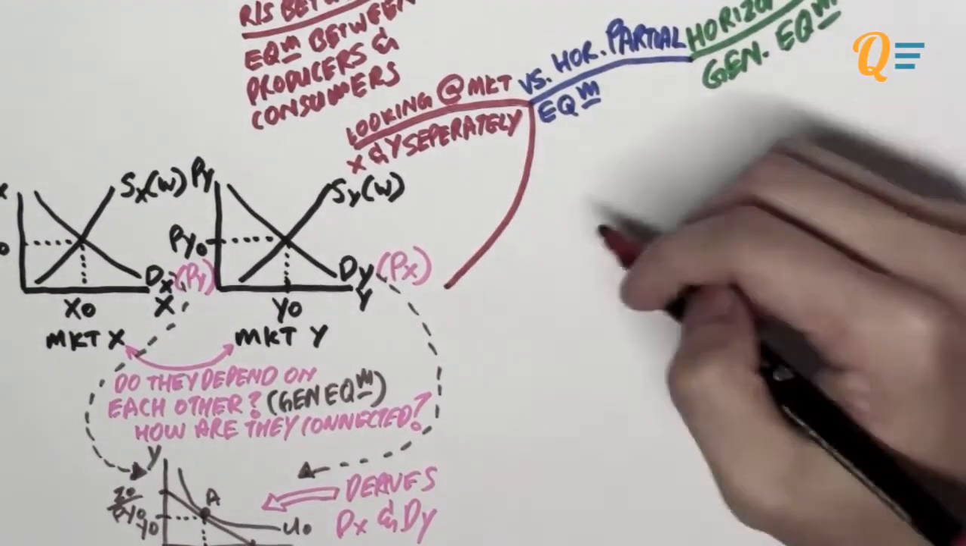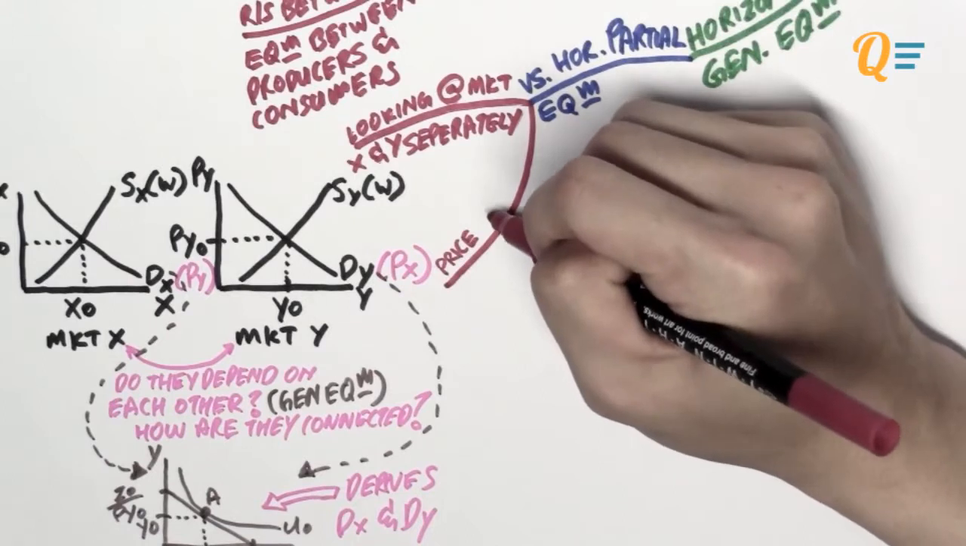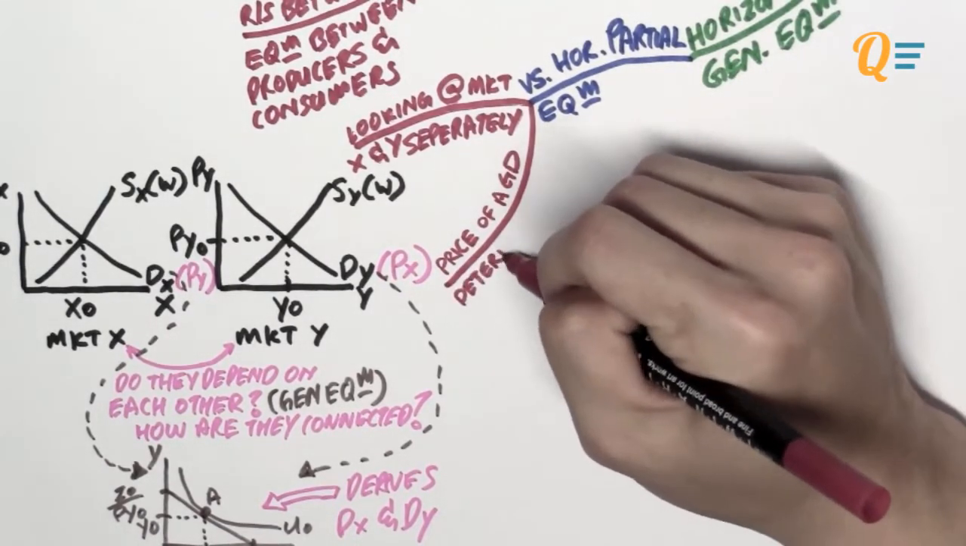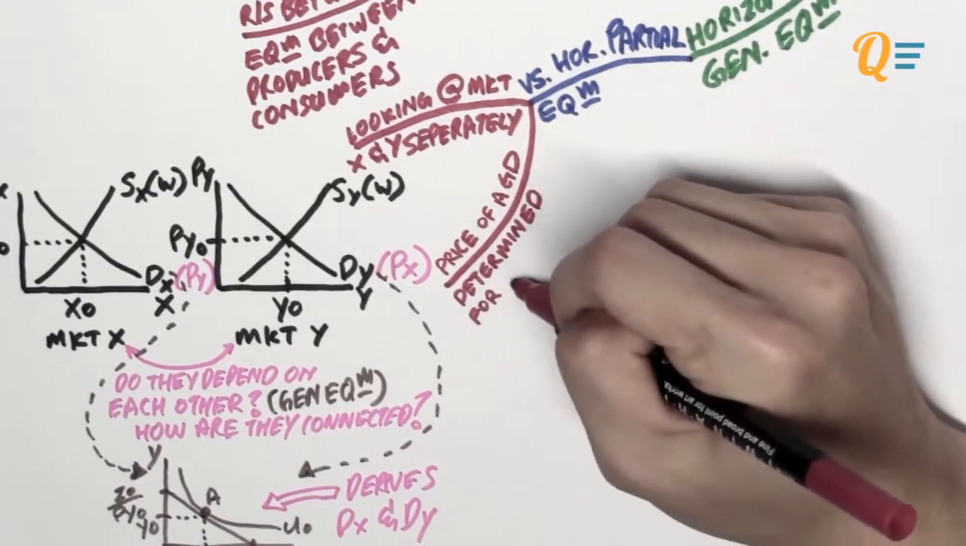So you see, partial equilibrium over here is simply telling you that the price of a good can be determined for any given price of the other product.